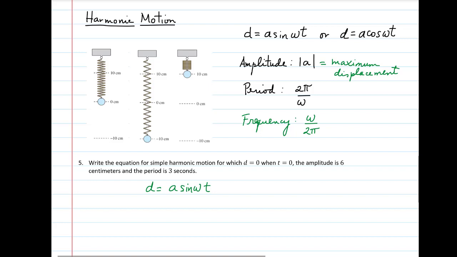So we're asked to write the equation of this simple harmonic motion. It's going to be in terms of d and t, right? t for time and d for displacement. So we just need to find a and omega here, and then we'll be done.